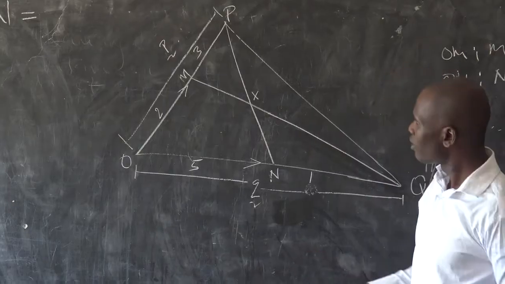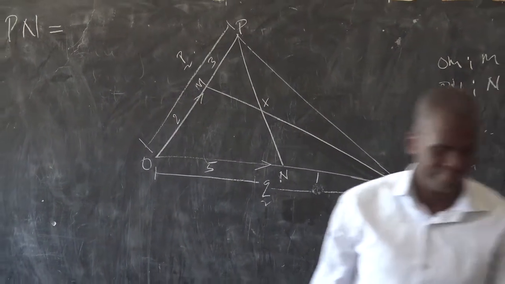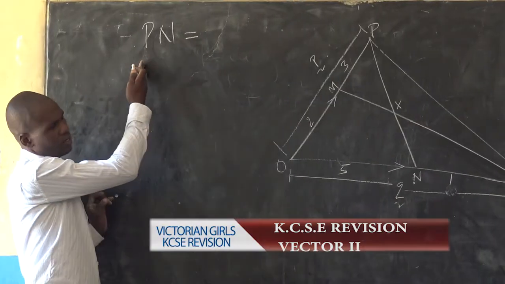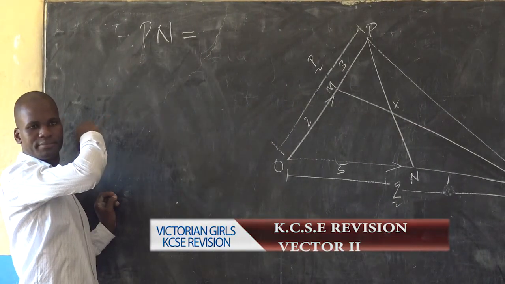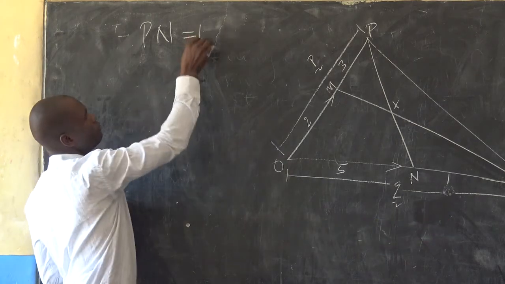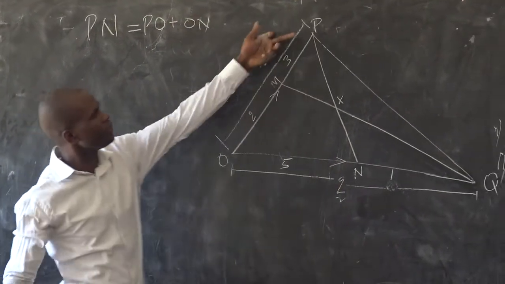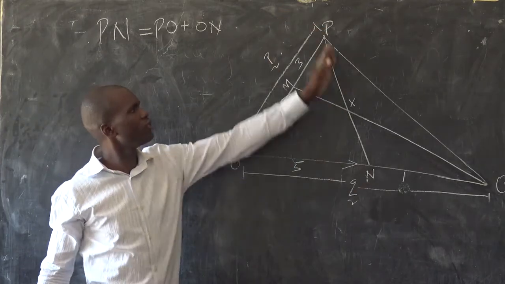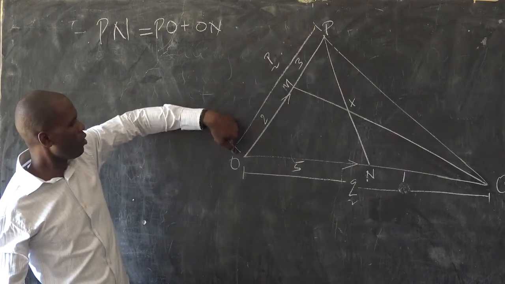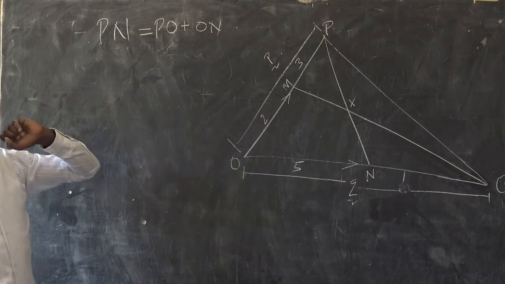Now, how can we get PN? Which path are we going to take? We are at P, we have to come to N. There is no direct path here. We have to follow the long way. That is now from P to O. From O we turn to what? N. At the end of the day we are at N.